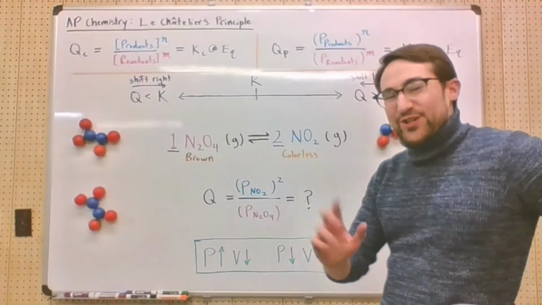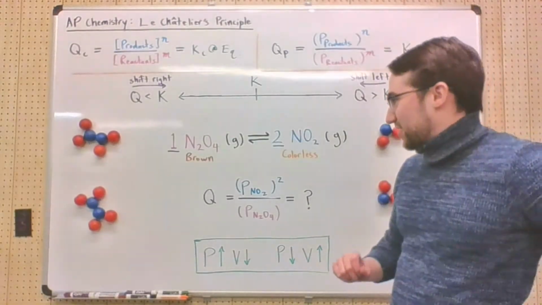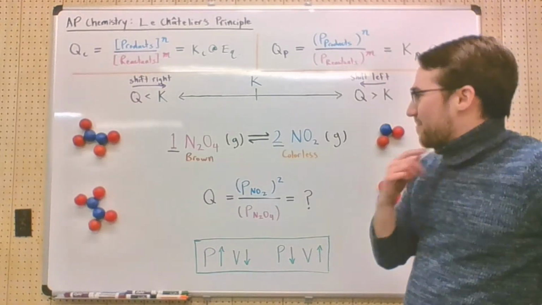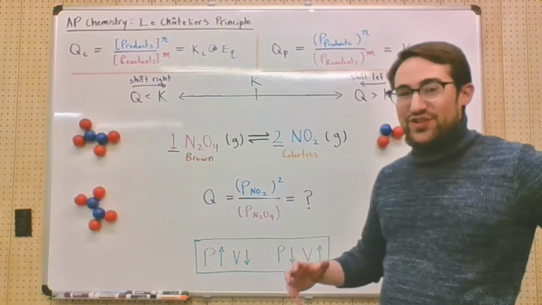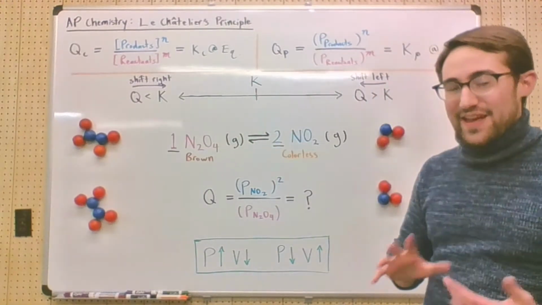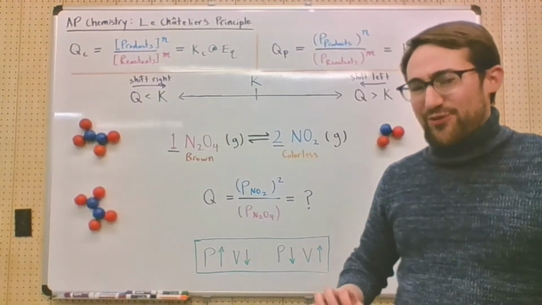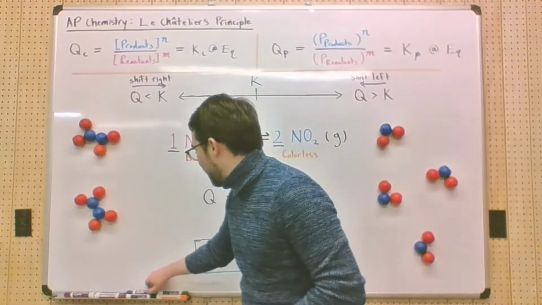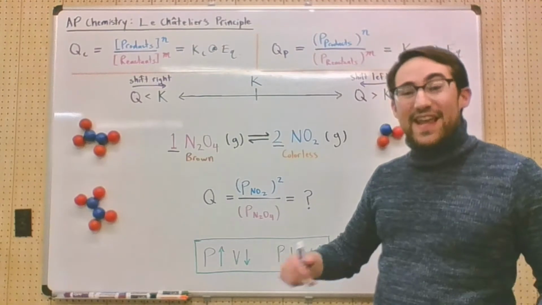Let's make this a little bit trickier. Maybe I'm not directly changing how much reactant or product I'm dealing with. Maybe instead I change the size of the container, or I change the pressure inside the container. This really only works for gases, so we're going to focus on gases here. So looking now at a QP and a KP.